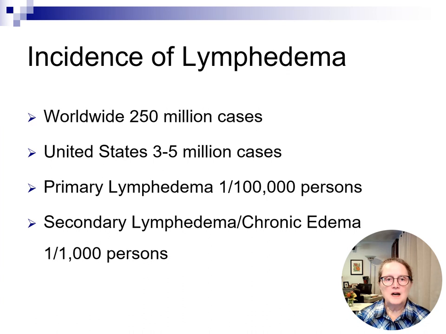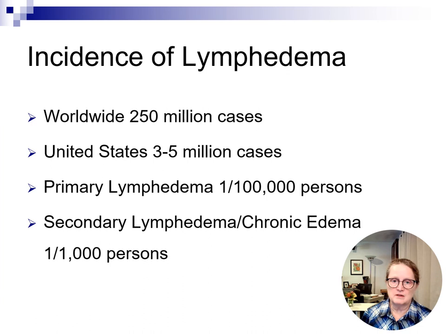Updated statistics for lymphedema include a worldwide incidence of 250 million cases, a United States estimated incidence of 3 to 5 million cases, all causes. Primary lymphedema is estimated to occur in 1 out of every 100,000 persons, and secondary lymphedema or chronic edema, which is edema lasting greater than 3 months, is estimated to occur in 1 out of every 1,000 persons.